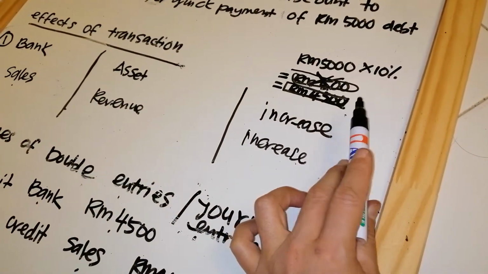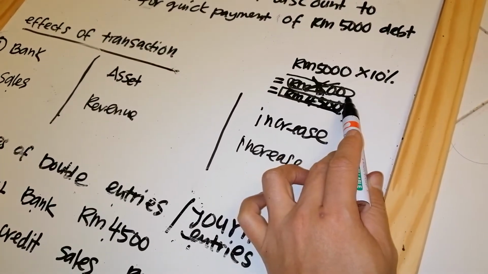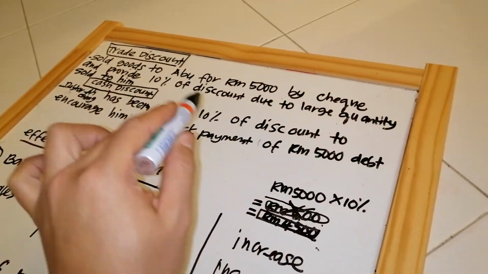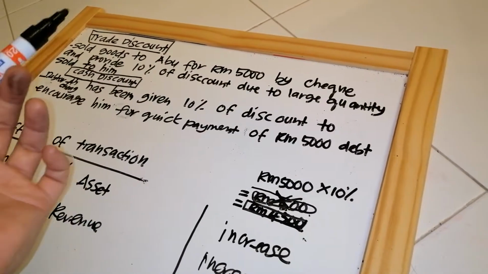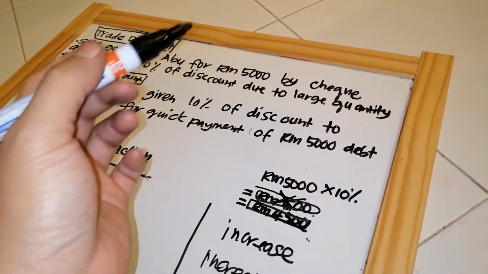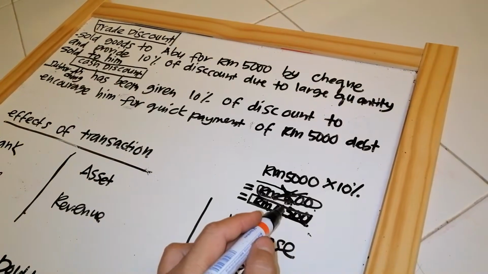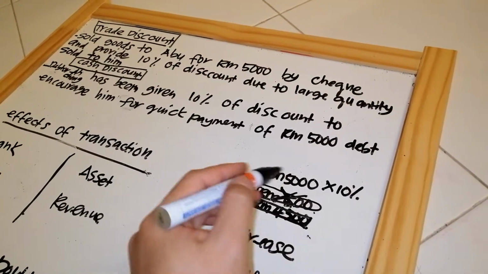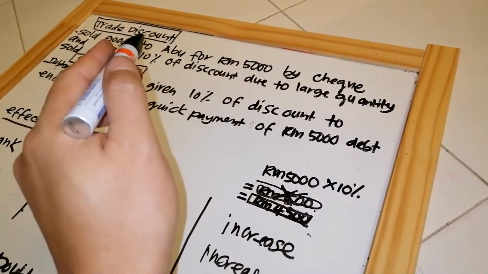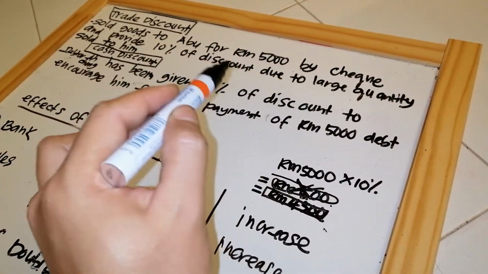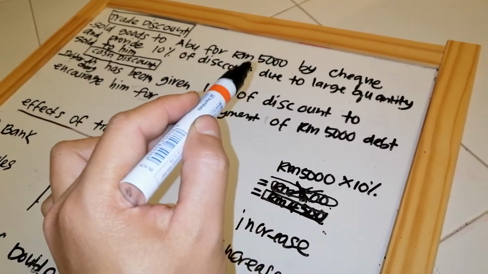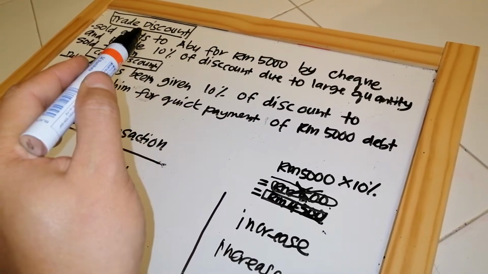After discount. The amount is after discount. But sometimes you need to be careful. Sometimes, you know, kita nak treat the student, sold goods to Abu, and then this amount dah tolak pun discount. So no need to recalculate lagi discount. So be careful. This one is very clear that 5,000 is the amount before discount, the trade discount.